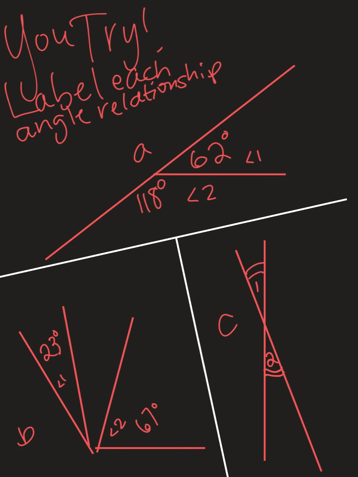All right, it is your turn to try to identify each relationship. So make sure when you take a look at this, you look at this first one up here, letter A, the relationship between these two angles. And in letter B, or number 2, you are going to identify the relationship between those two angles. And in letter C, number 3, you are going to identify the angle relationship between angle 1 and angle 2 on your paper right now. Make it happen.